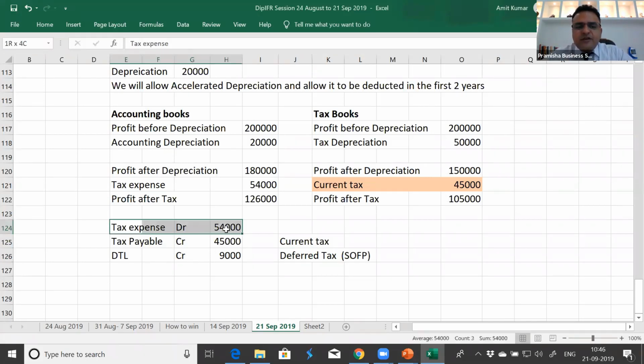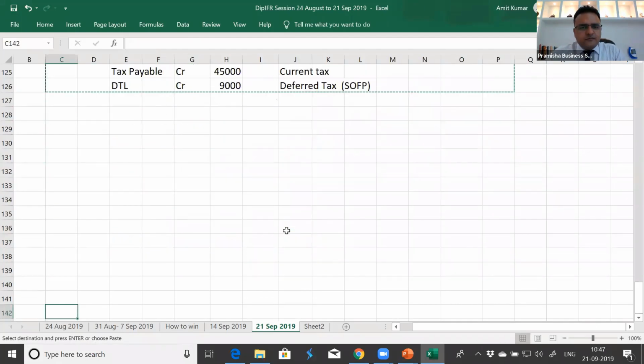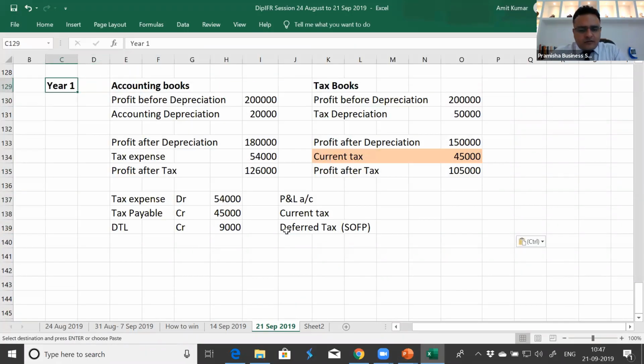So tax expense is a combination of current tax and deferred tax, which we record in the profit and loss account. And we'll stick to our accounting that our expense is 54,000. This is year 1 accounting. Year 2. I believe the profit next year is also the same. Just for the sake of ease, I'm assuming the profit in the second year is also the same.